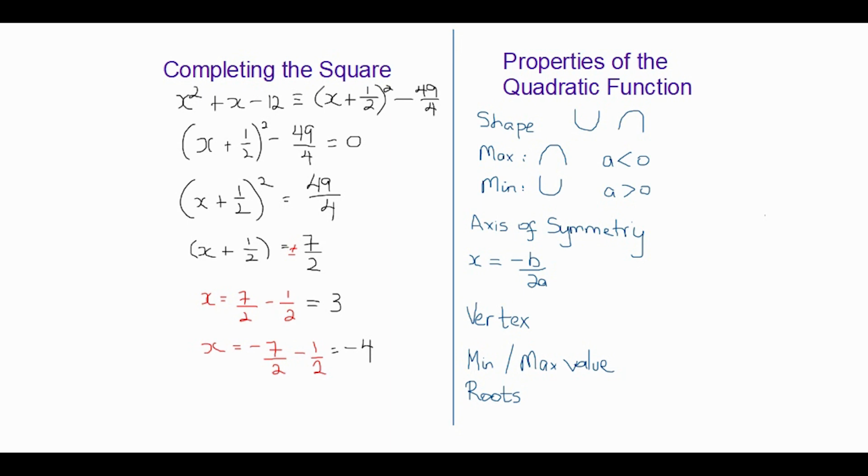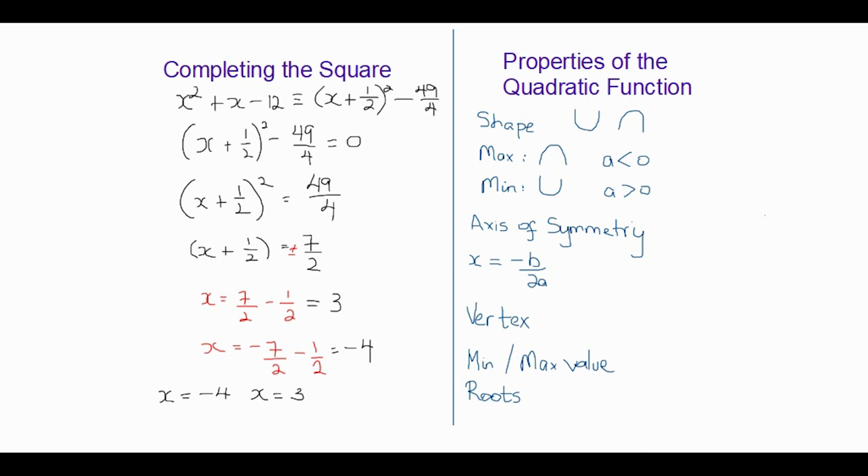So we get the answers for our two roots, one being x is equal to negative 4 and the other x is equal to a positive 3. And those are the roots of our quadratic function.